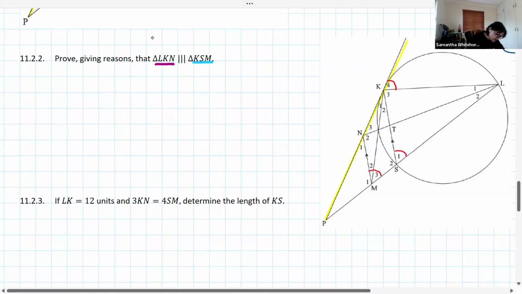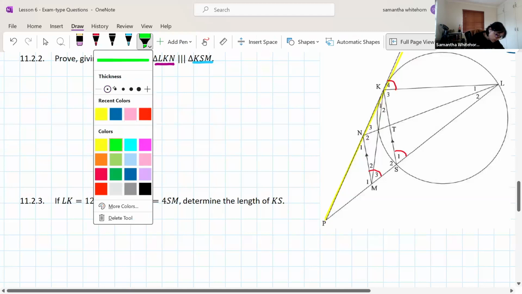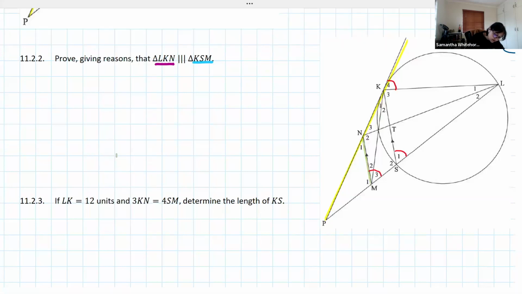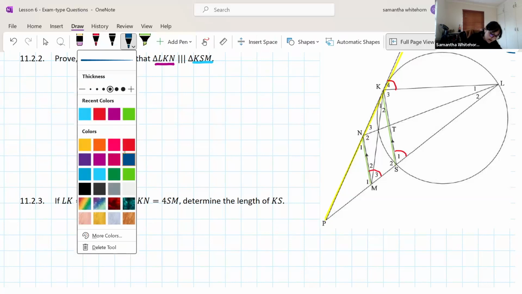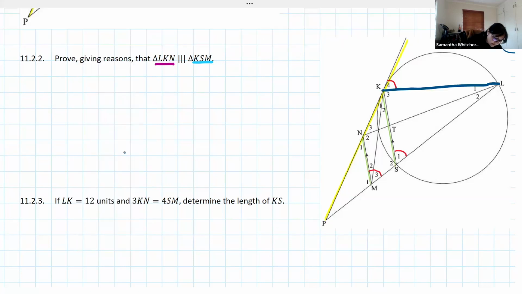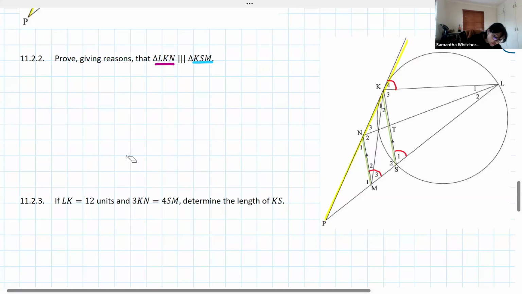So you're proving similarity. Remember, because you've got no information about any of your side lengths, you're probably going to have to use angle, angle, angle. Okay, so that is all the information that you know. And I'll just go over it, that KL, you know the cyclic quad.